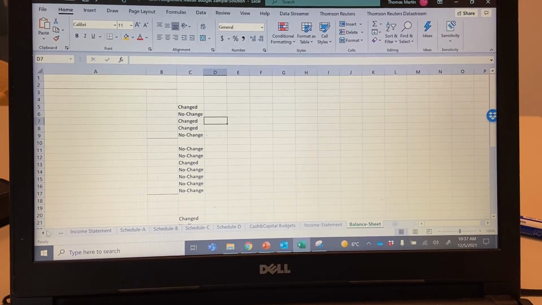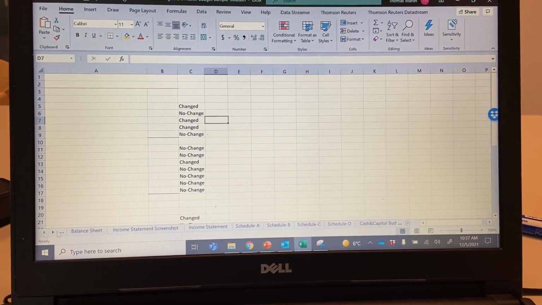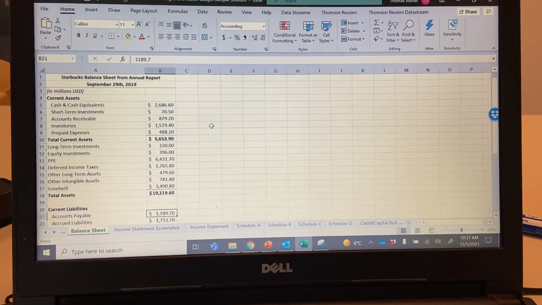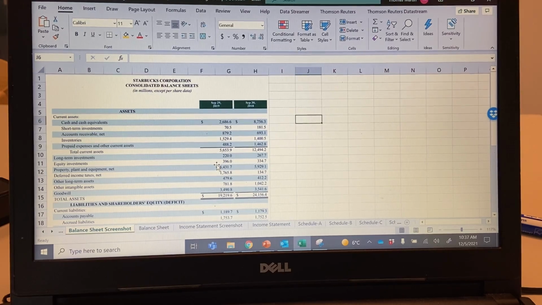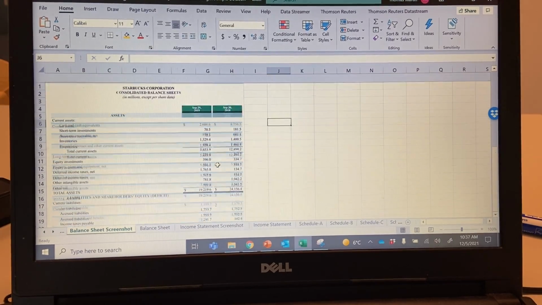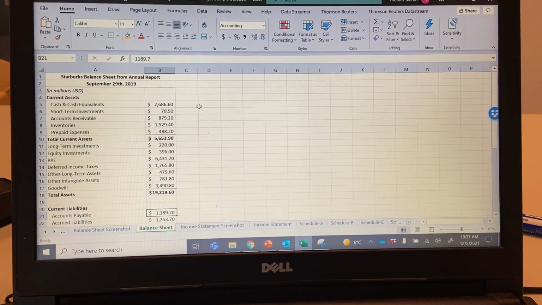And the best way to start your balance sheet, guys, is to go back to your original balance sheet. Okay, so we're looking at screenshots of the balance sheet. I had you guys transfer this to Excel. Now you're going to use this balance sheet.